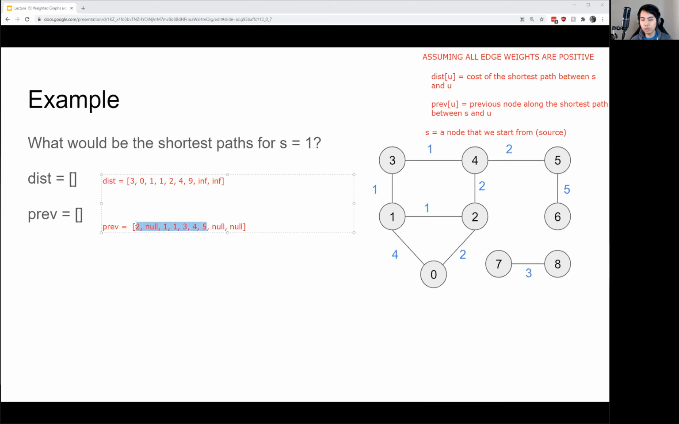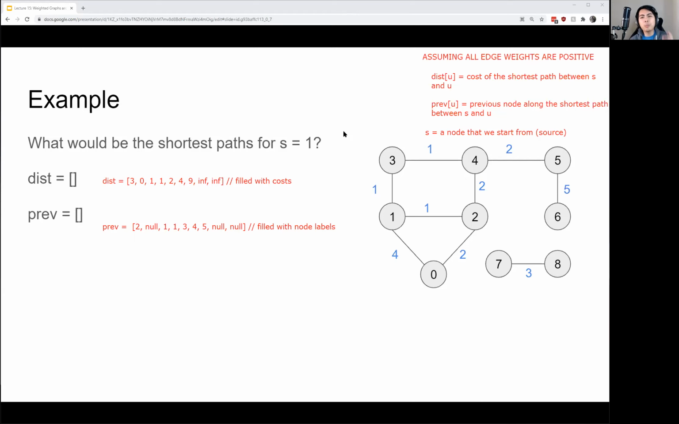So everything in prev is going to be a node label. And then everything in distance is filled with costs, all right? So it's super important that you keep that in mind as we're working through this, because we're going to see distance and prev over and over again, all right?